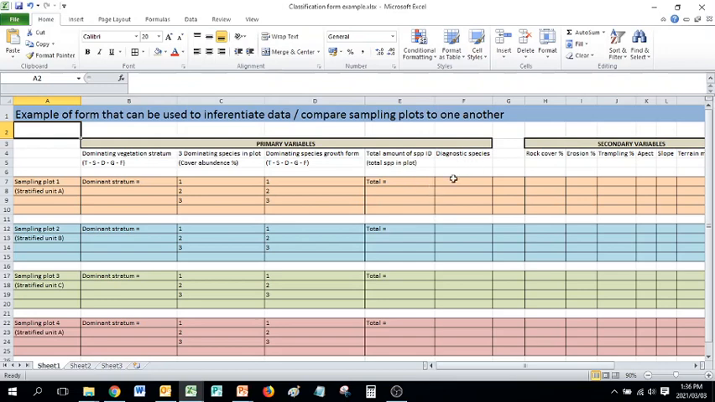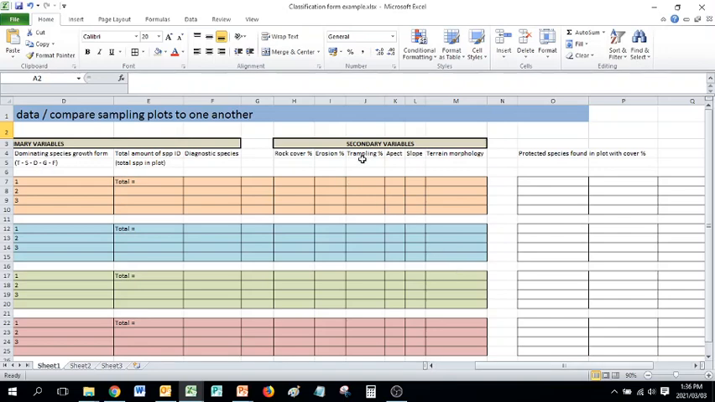And then you've got a diagnostic species, a species that you've identified that does not occur in any other. So it's unique to that community or that stratified unit, and it does not occur in any other unit. Yet again, if you identify all of the species, it will become clearer.